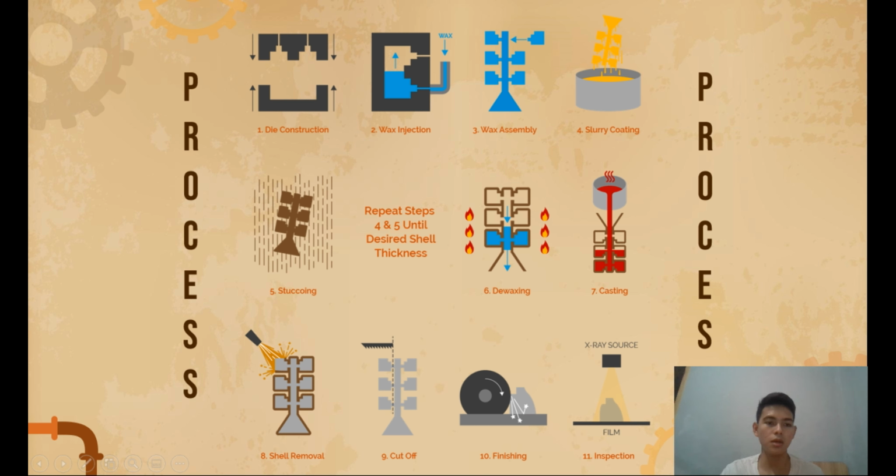Fourth, stucco coating. After the slurry coating is done, particles of sand are dropped onto the surface of the wet tree assembly. This helps to thicken and strengthen the layer of the coating on the wax assembly surface. Next is to repeat steps 3 and 4 until the assembly achieves the desired shell thickness. The assembly is then allowed to set and dry.